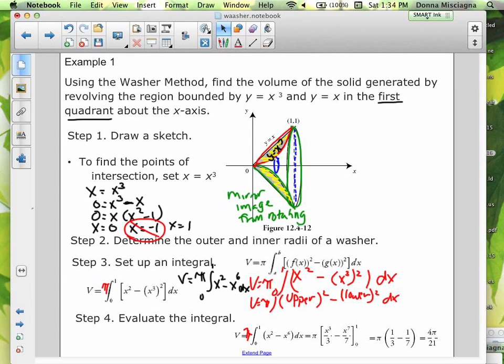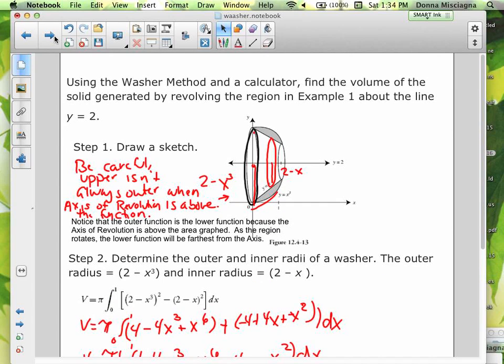This is easy. I wish I'd written a little smaller here.